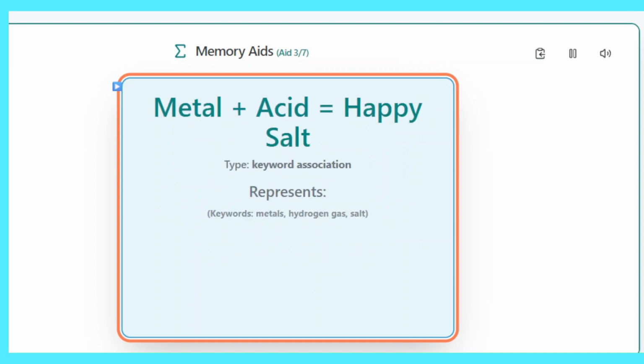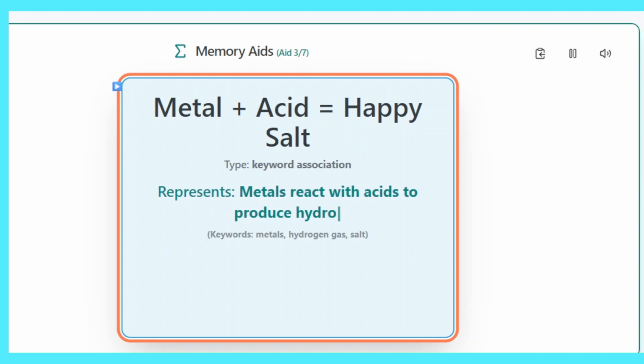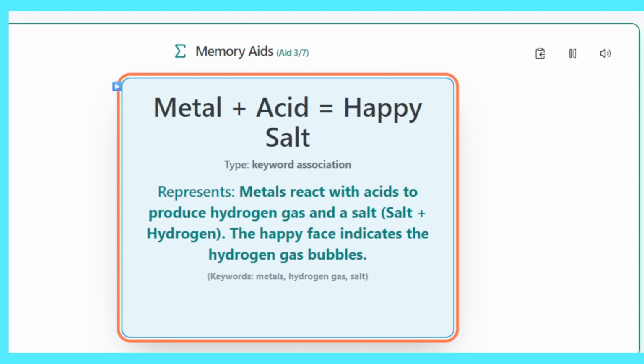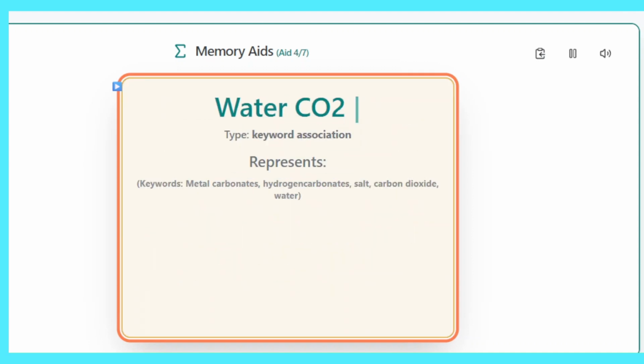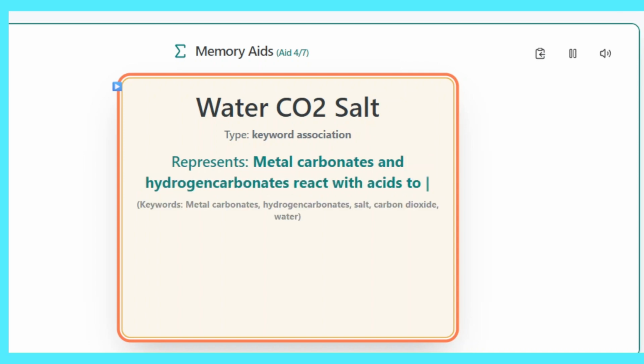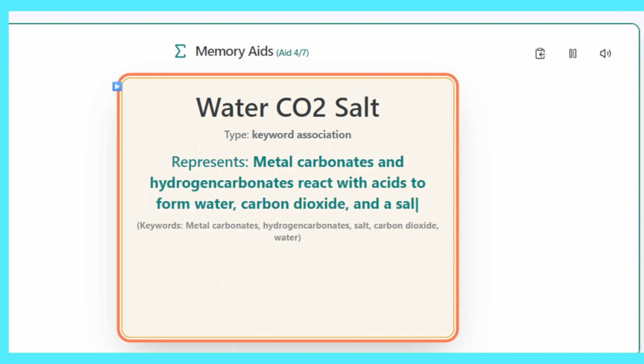Metal plus acid equals happy salt. Which represents, metals react with acids to produce hydrogen gas and a salt, salt plus hydrogen. The happy face indicates the hydrogen gas bubbles. Water, CO2, salt. Which represents, metal carbonates and hydrogen carbonates react with acids to form water, carbon dioxide, and a salt.